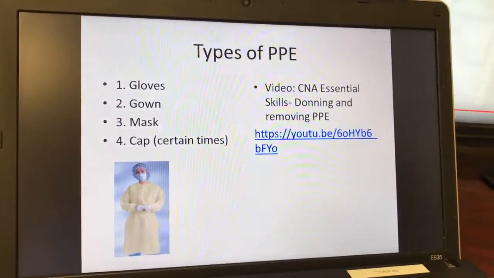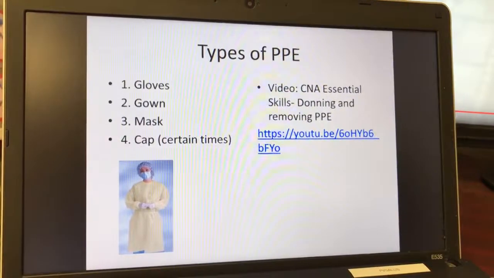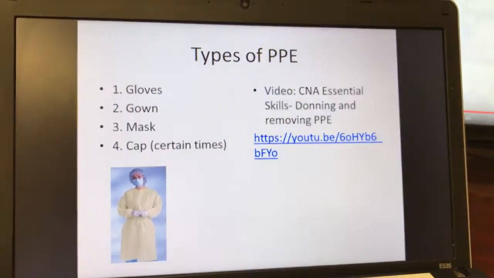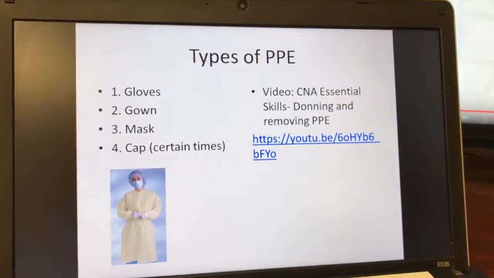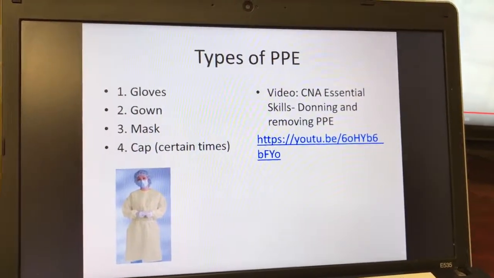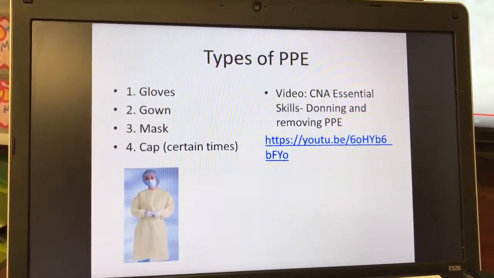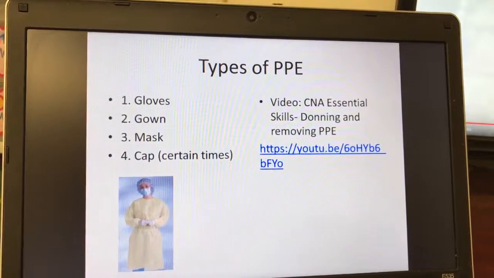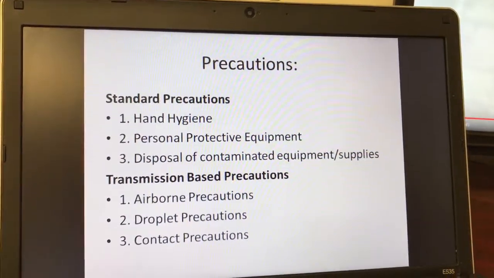Types of PPE. We have gloves, gown, and mask for the standard. Caps and hairnets are used at some points during OR surgical procedures. And we do have a video of donning and doffing, the removing of the PPE. We'll skip that video.